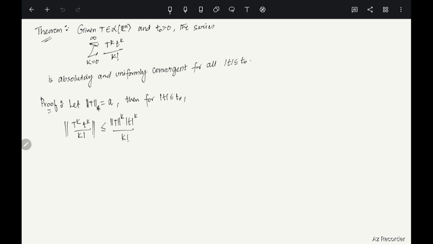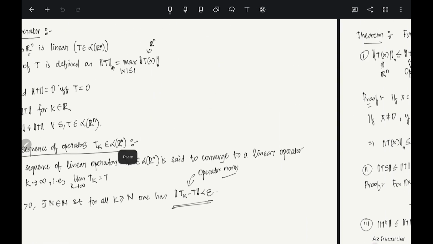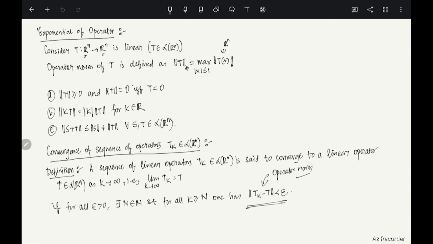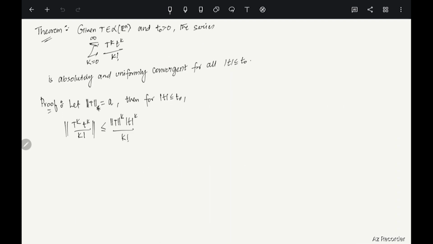One second, sorry, we are not using 1 and 3, we are using property b and 3. So this property b, property of norm, and this 3. These two we are using, and we got this clear. So now this norm of T is nothing but a. So this is nothing but a power k, clear, and mod t is dominated by t naught. So it is t naught power k by k factorial.